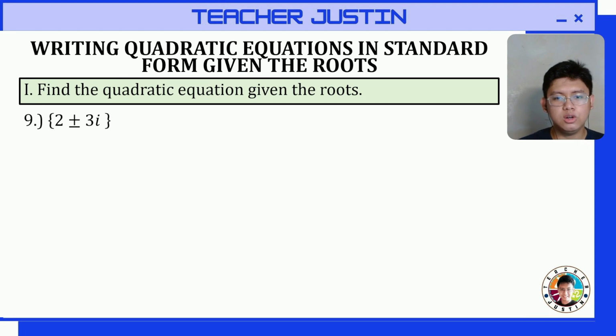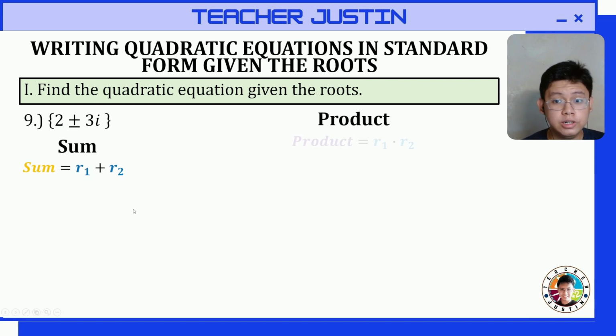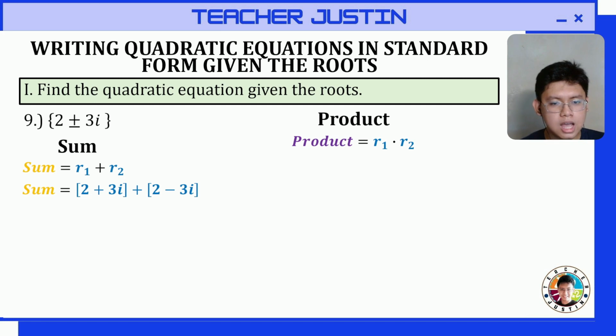Okay, let's find the quadratic equation of the given roots. So our given roots is 2 plus minus 3i. So our first step in writing our quadratic equation is to get the sum and product of our roots. So kunin natin yung sum na ating roots. So let's add 2 plus 3i and 2 minus 3i.